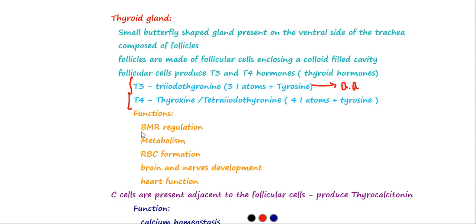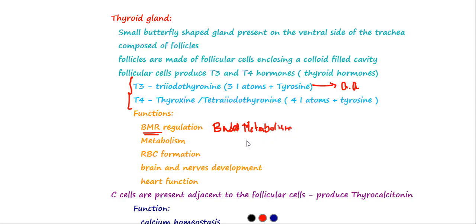So here you can see BMR regulation. What is BMR? BMR is nothing but basal metabolic rate. So what is the basal metabolic rate? Basal metabolic rate is the amount of calories that you burn when you sleep. So that is the amount of energy that you burn when you sleep or when you are at complete rest.